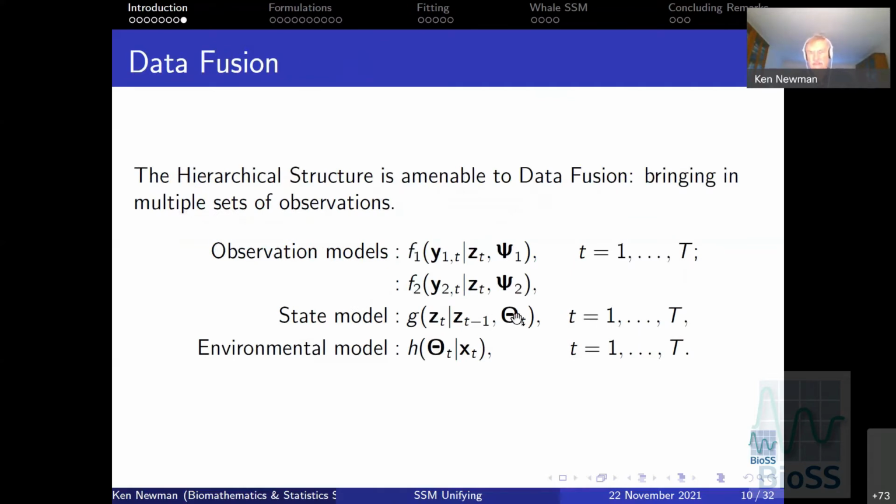Now, another thing that's handy with this hierarchical structure is that it's amenable to doing data fusion, where you would bring in multiple sets of observations. So here I've given an example of where there's two observation models, one for, say, y of 1, which is measuring one aspect of the state, and y of 2 is measuring some other aspect of the state. So they lend themselves to bringing in multiple data sources.